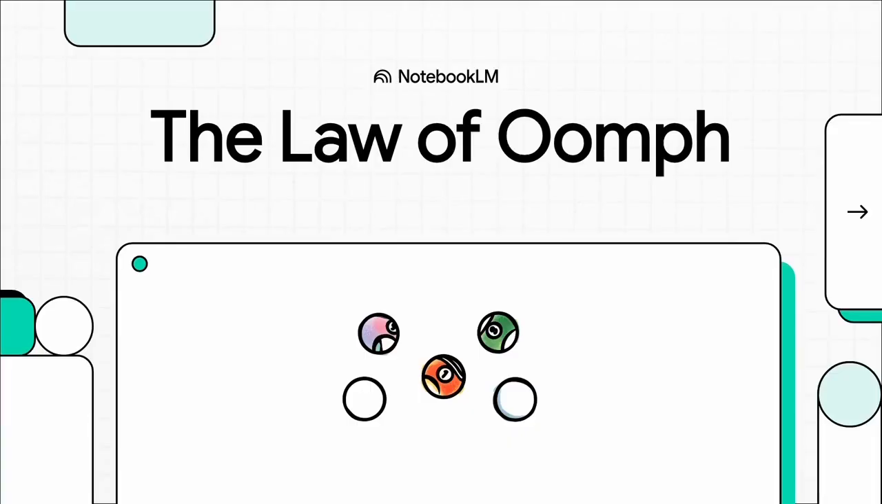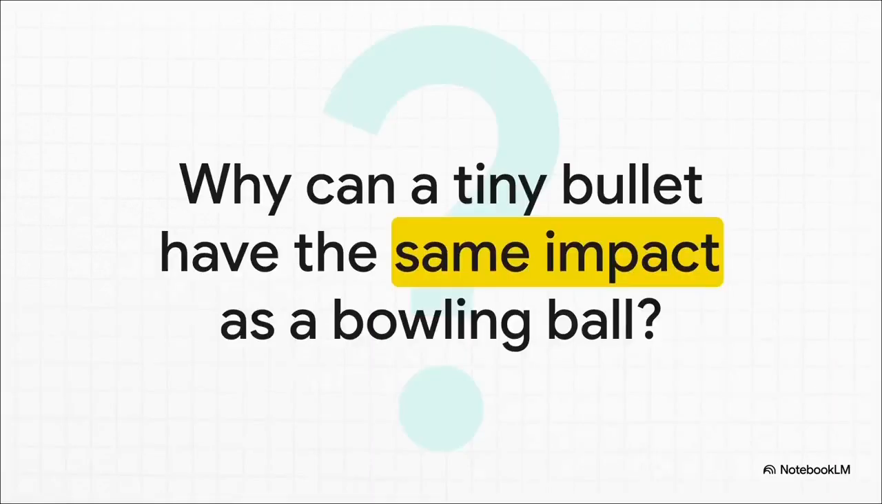All right, let's talk about a law of physics that is so fundamental, it's basically running the show behind everything, from a perfect break on a pool table to launching a rocket clear out of our atmosphere. It's all about the universe's most important rule of, well, let's just call it oomph.